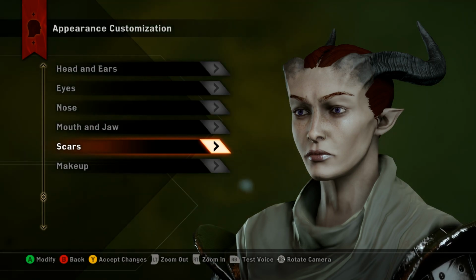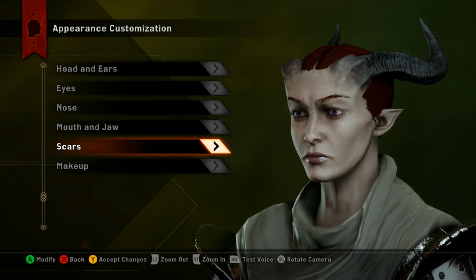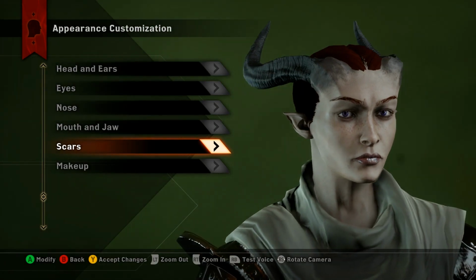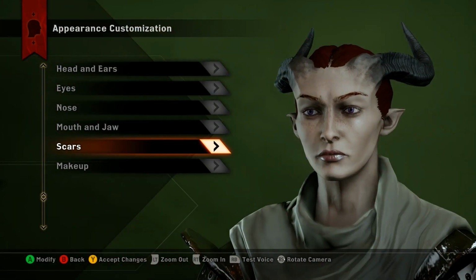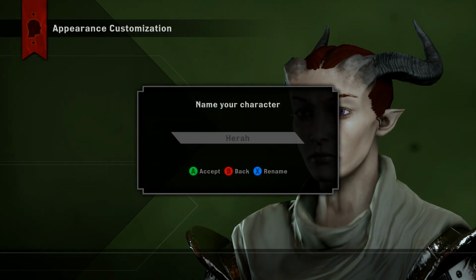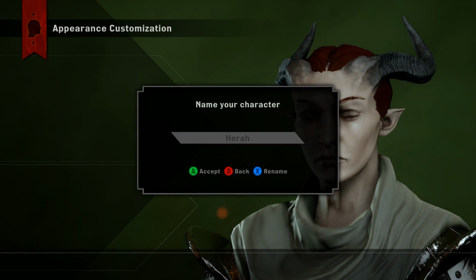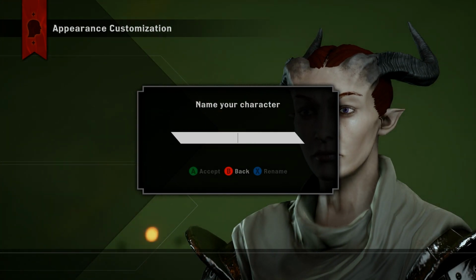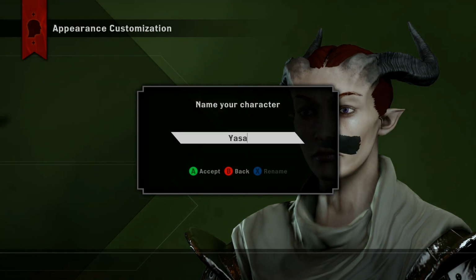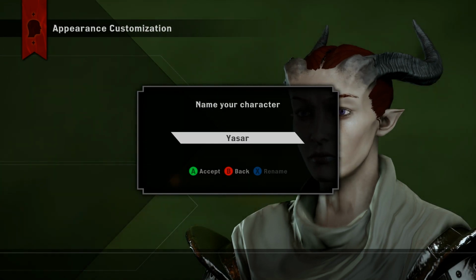Okay, that took a little while, but I am done with the character creator, so this is going to be our female Qunari mage. So, we set the changes. We're going to rename her, and I think I was going to call her Yassar. Okay?